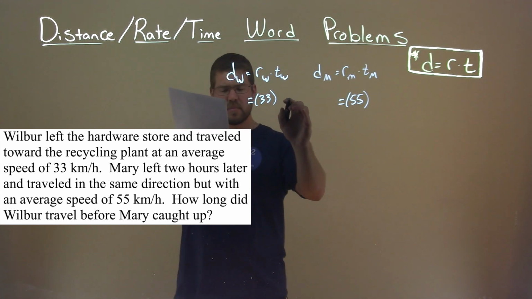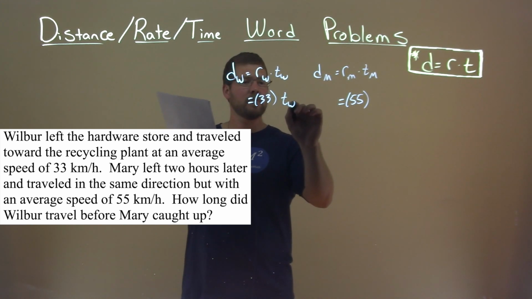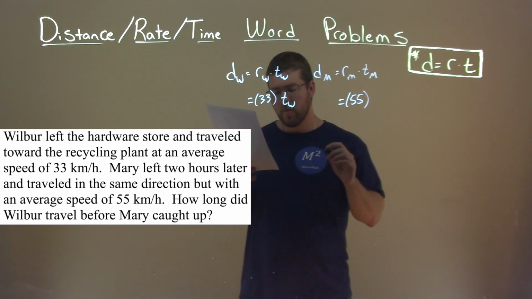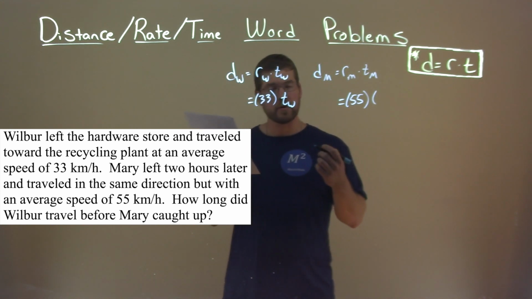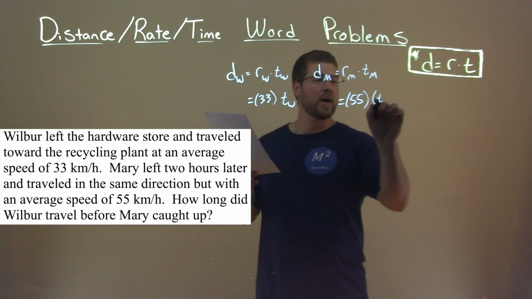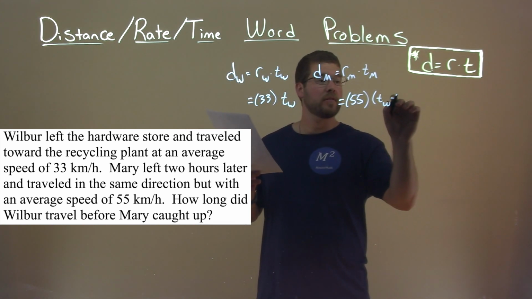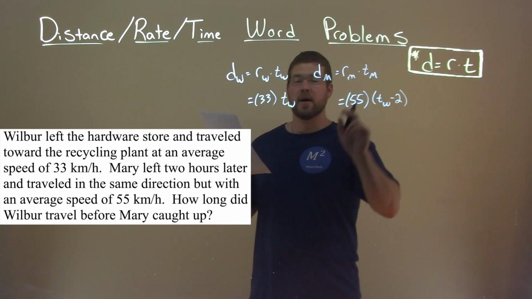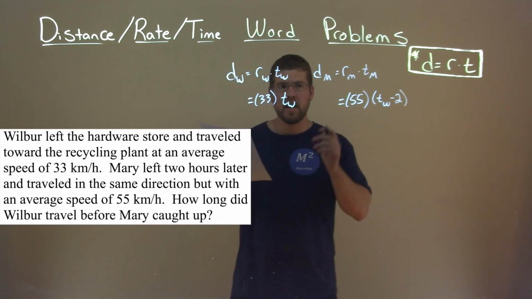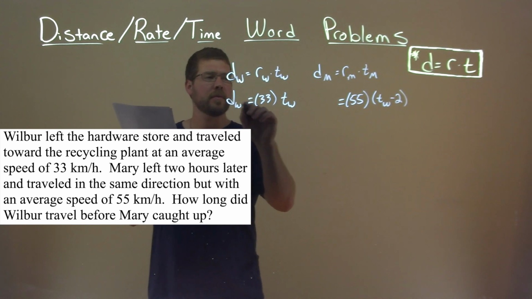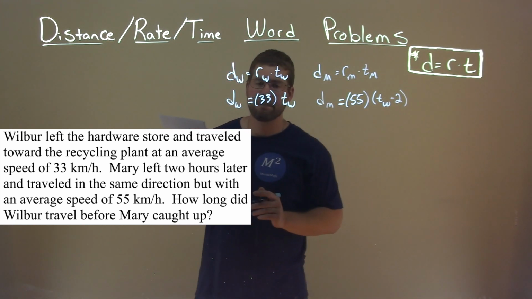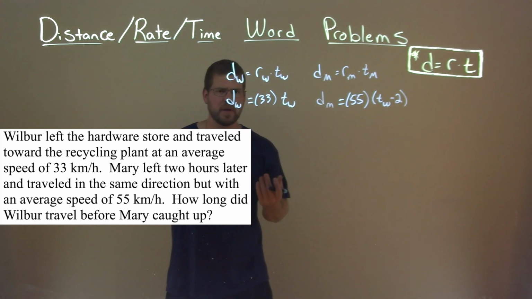So, the t of W, we don't know, but t of Mary, we actually can write in terms of Wilbur's. Whatever Wilbur's total time was, if we subtract the 2 hours, we would get the time that Mary was traveling. And so we have d sub w here and d sub m right there. All right, so where do we go from here?